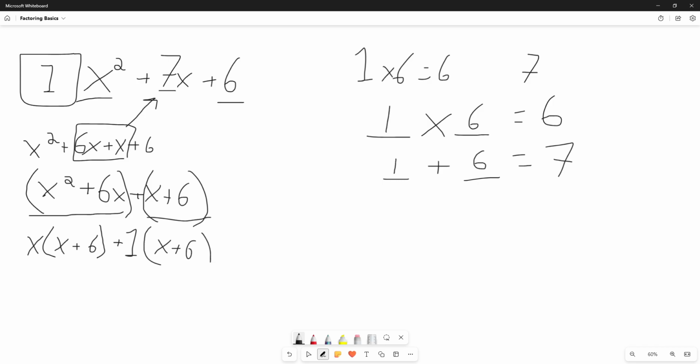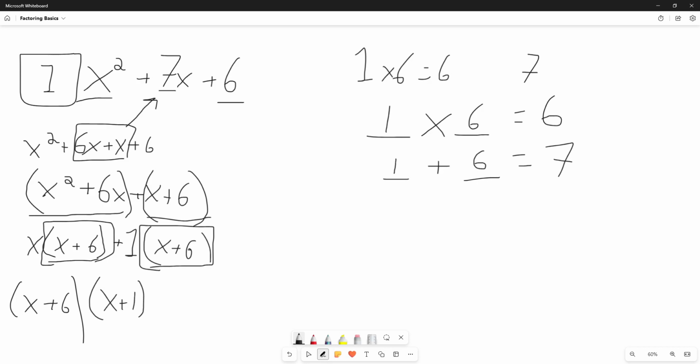Now, if you did not get a number that is the same on both sides, so that means the x plus 6 and the x plus 6 must be the same. If not, then you have done something wrong. And sometimes it's just not factorable, so you have to make sure that they come out the same. So then you can write out the x plus 6, and then you can do x plus 1.